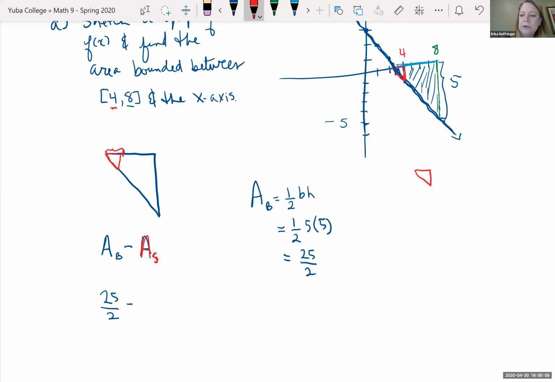this length in here is 1. And I'm going from my x-axis down to when x is 4. So if I plug in that, 3 minus 4 is -1. So this length in here is also 1. So the area of my small triangle is 1/2 times base 1 times height of 1. So this is equal to 1/2.